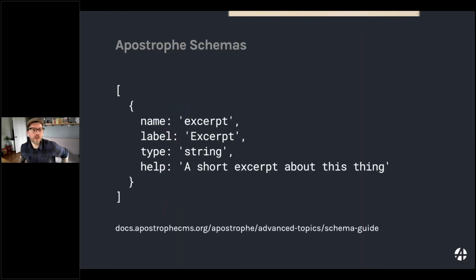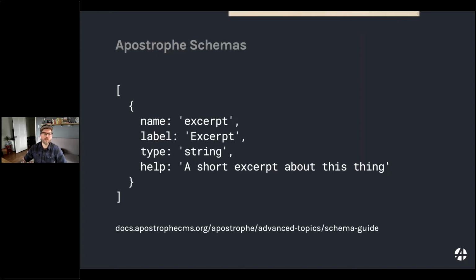Schemas are the next big important thing to understand about Apostrophe. And all this really is an array of objects that help define the fields that will exist for a particular kind of object. Schemas are extremely powerful. They don't just power the database, but they also generate the admin UI interfaces for creating and editing content in Apostrophe. It comes with a lot of built-in schema types.